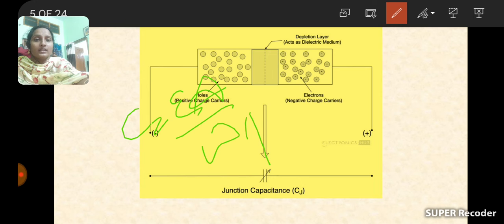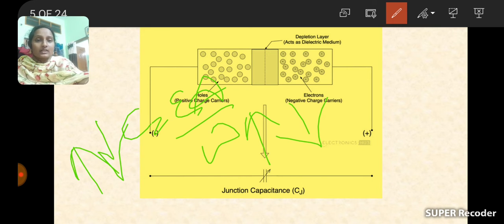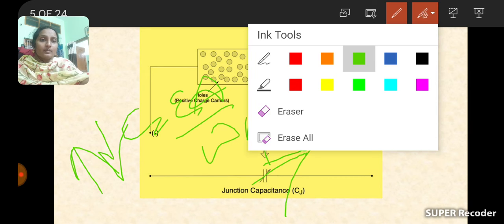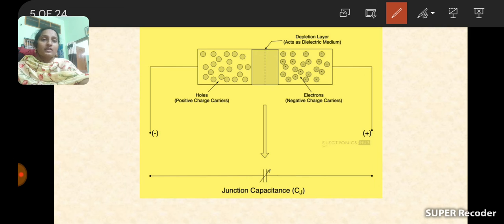If width is increased, capacitance is decreased. If width is decreased, capacitance is increased. So like that, here it is a variable capacitor. Okay, why? Because it depends upon the depletion region width, the capacitance may be either increased or decreased.